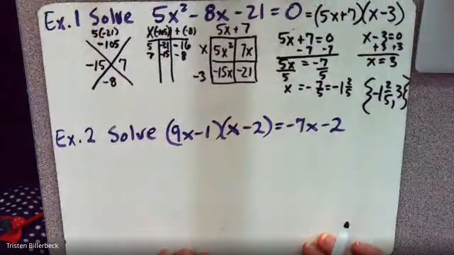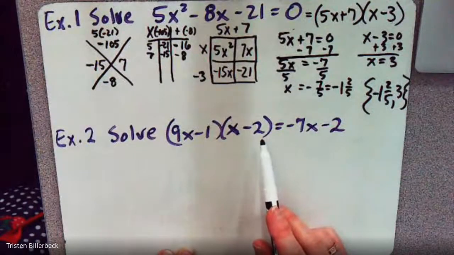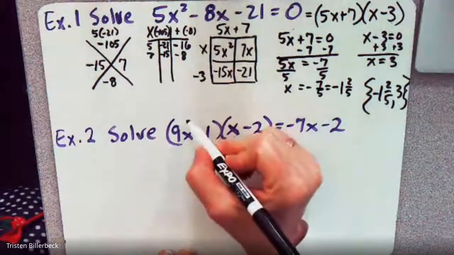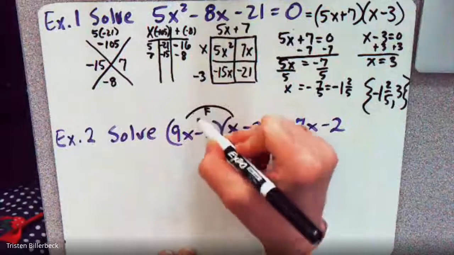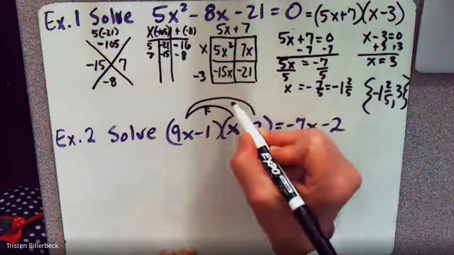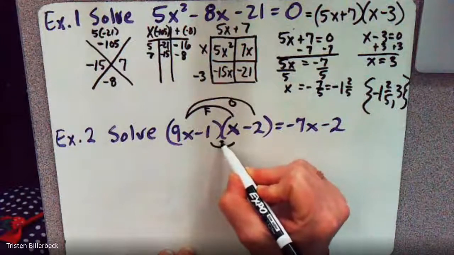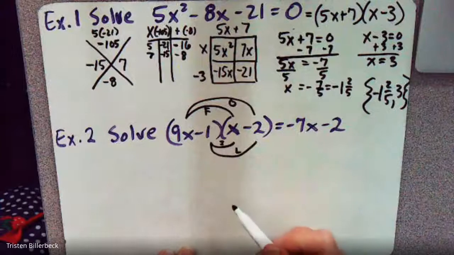Okay, so now let's look at this one. We have to do a little work. We've been using the box a lot, but let's try the FOIL method. So FOIL involves first, outer, inner, and last. Okay, so that's FOIL.